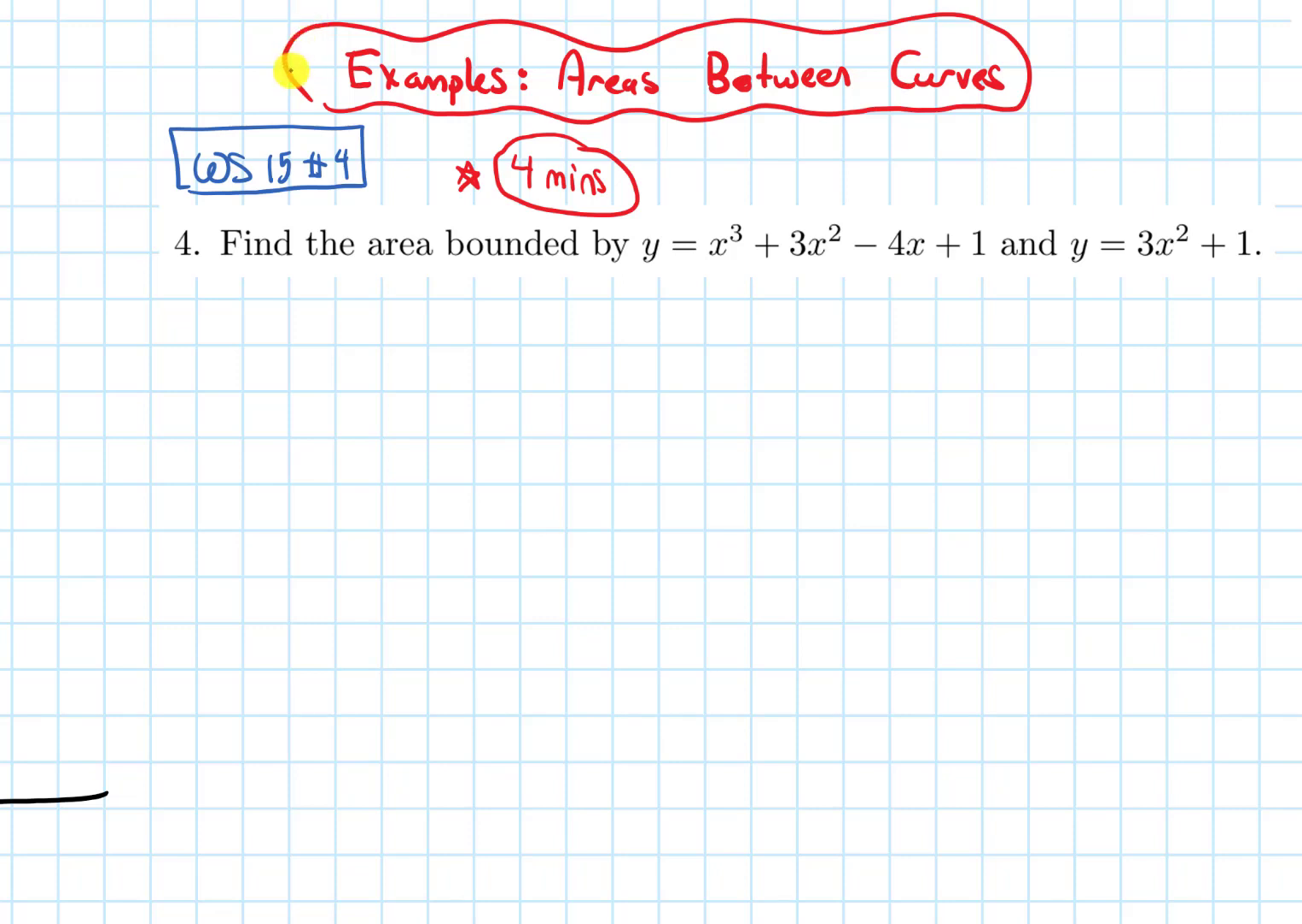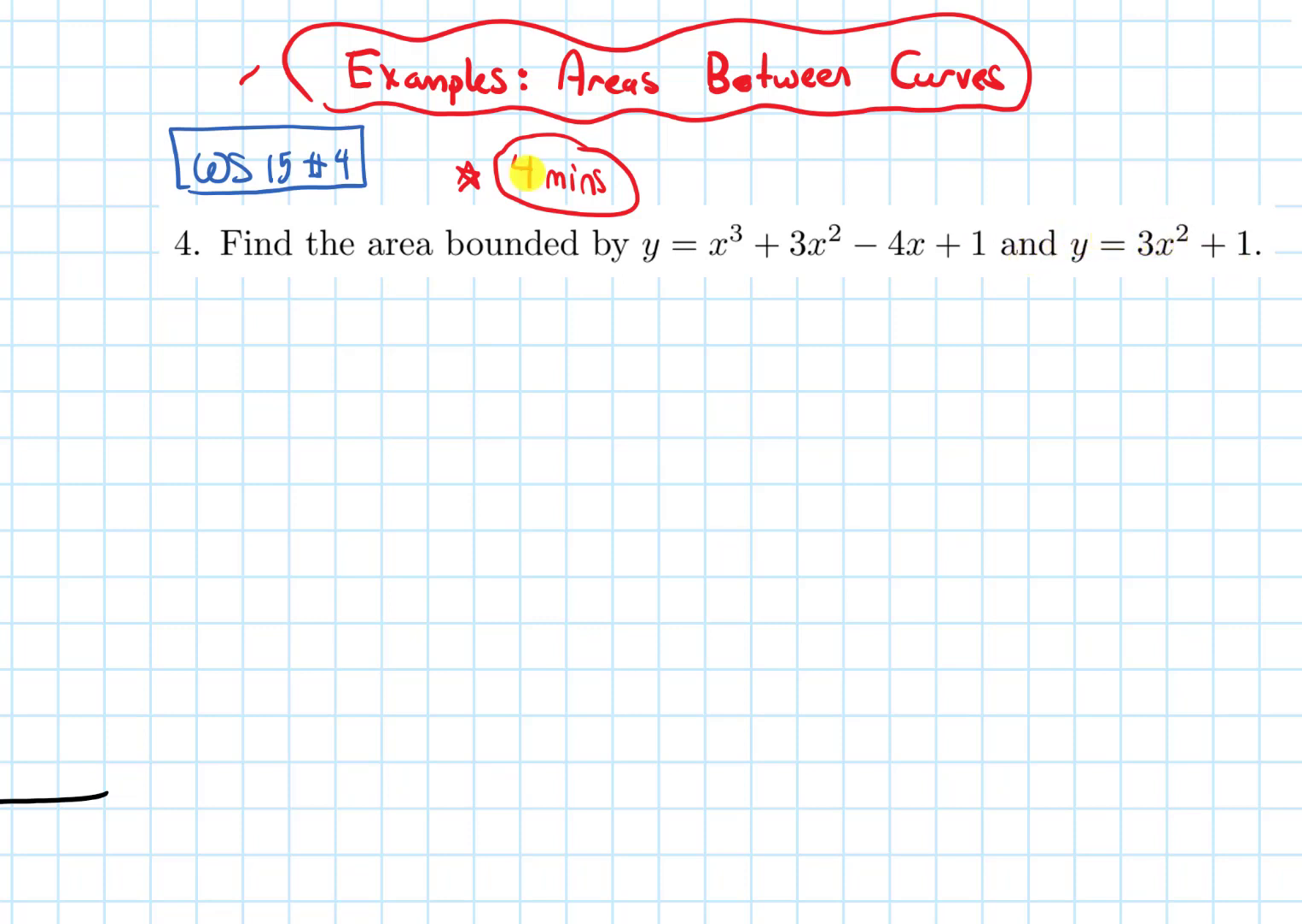In this discussion video, we will do some examples where we find areas between curves. So I first want to look at problem number 4 from worksheet 15, which says define the area bounded by y equals x to the third plus 3x squared minus 4x plus 1 and y equals 3x squared plus 1.